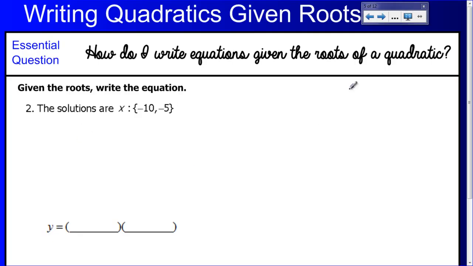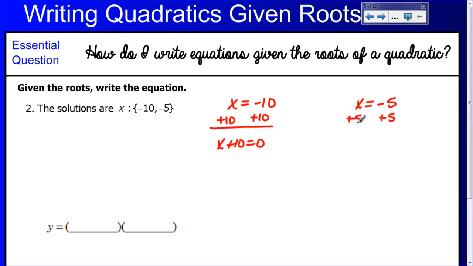So I have solutions, x is -10 and x is -5. What that tells me is that x equals -10 and x equals -5. So I've got to make both of these equal 0. So I'm going to add 10. So I have x plus 10 is equal to 0. And for this one, I will add 5. And so this becomes x plus 5 is equal to 0. So my two factors are x plus 10 and x plus 5.